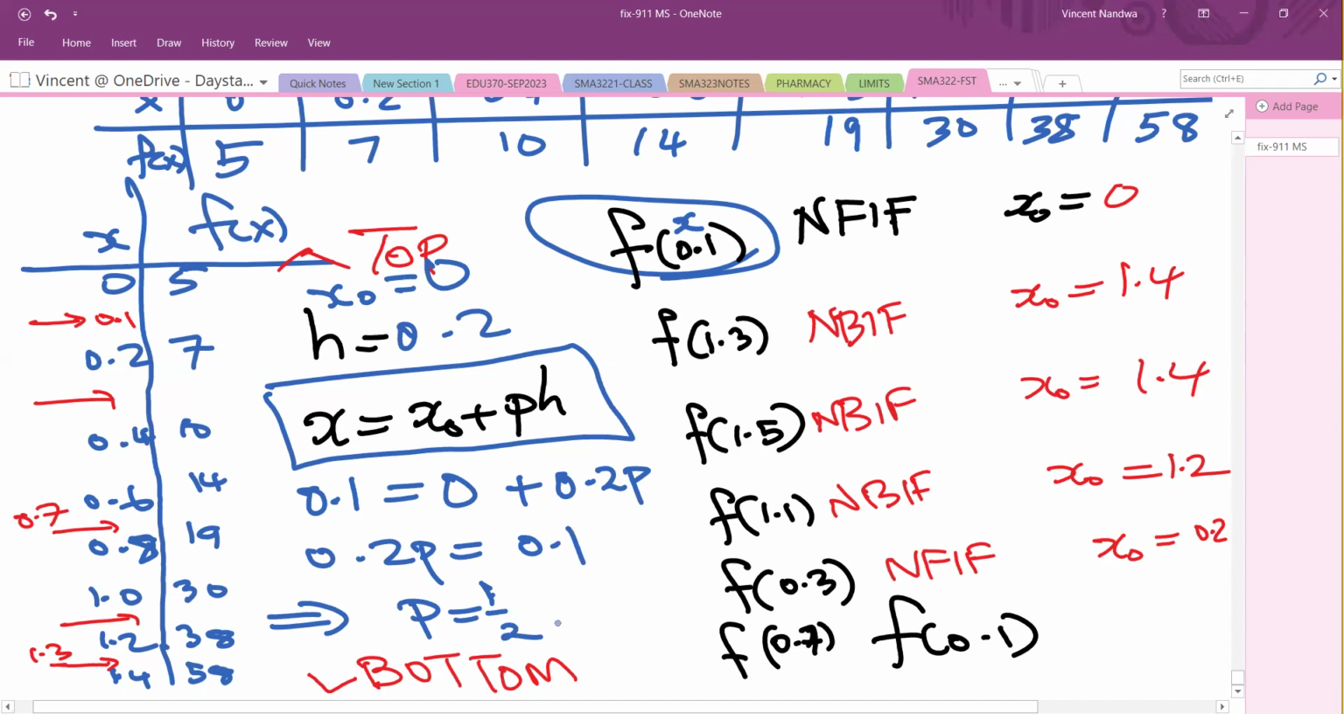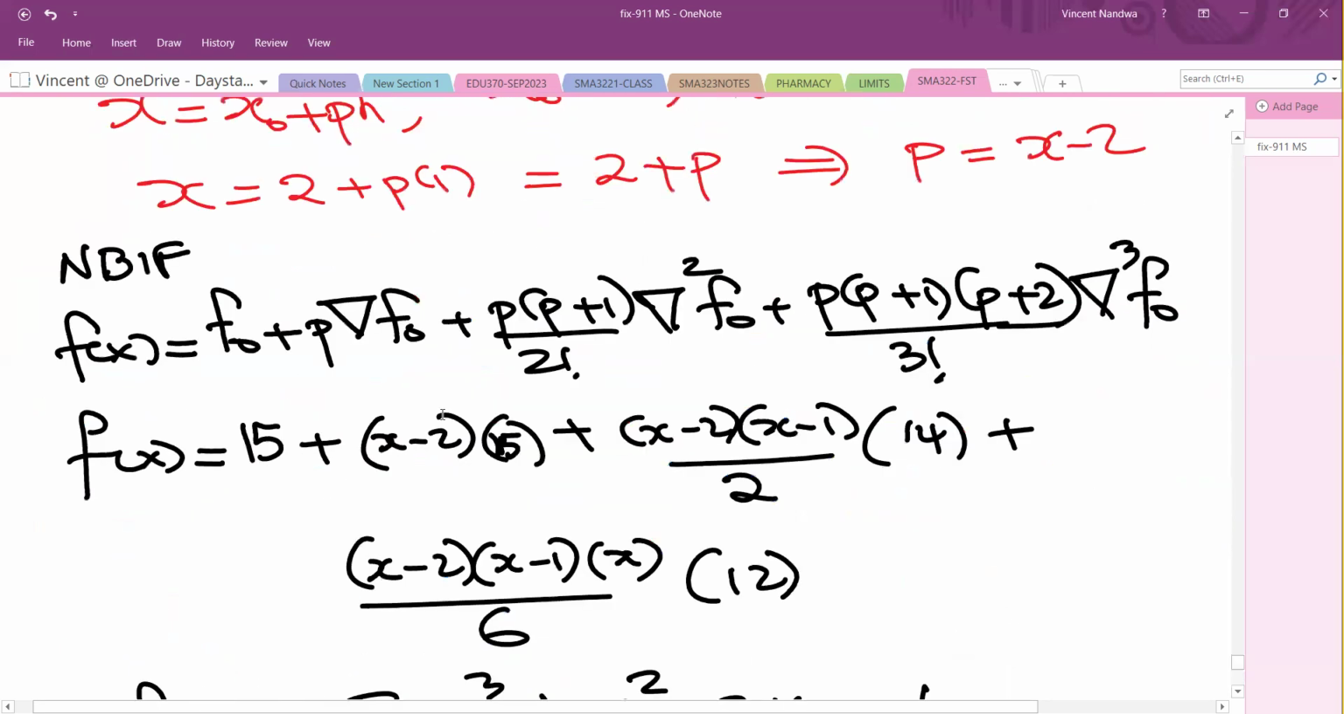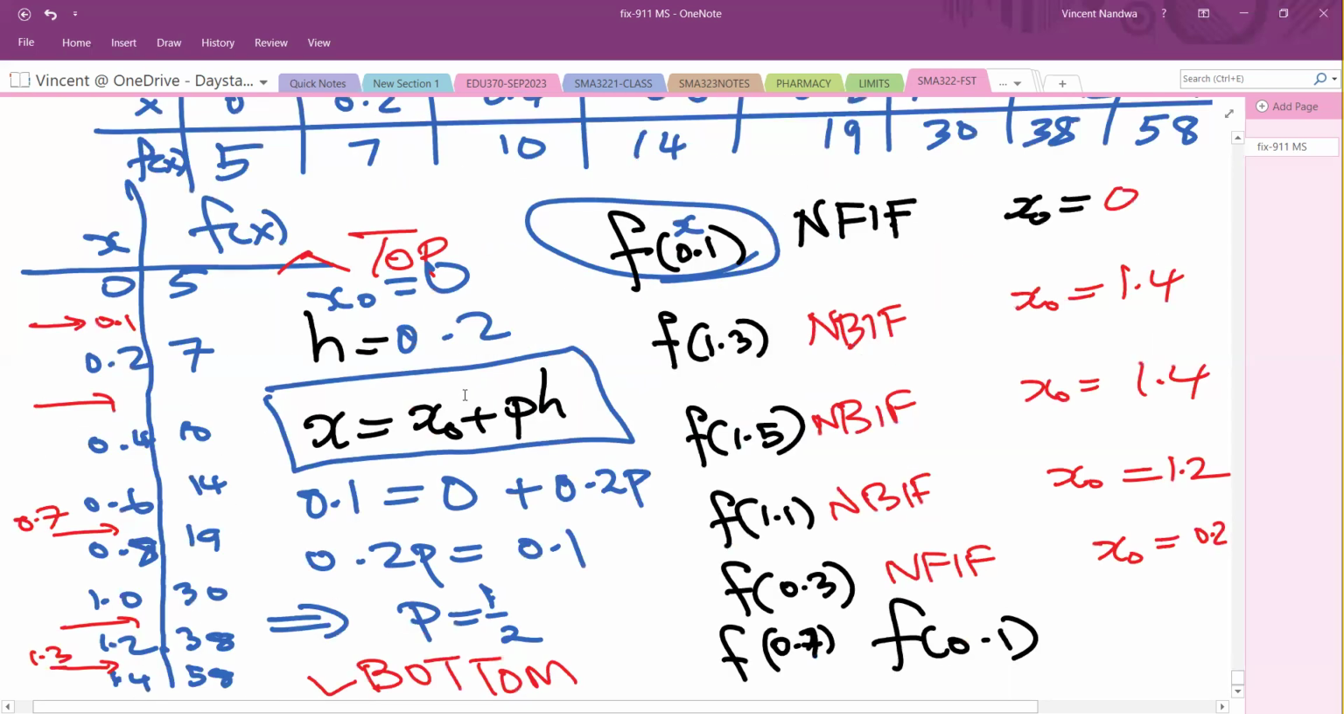So therefore, when you write your Newton forward interpolation formula, you replace p everywhere by a half, and then replace with the respective forward differences from the formula and get the numerical value of f at 0.1 directly. So the interpolating polynomial will not be useful in that case. If you are specific about finding the value of the function at a specified value of x, you'll not get the actual f of x. You'll just get the exact value of f of 0.1. Okay?